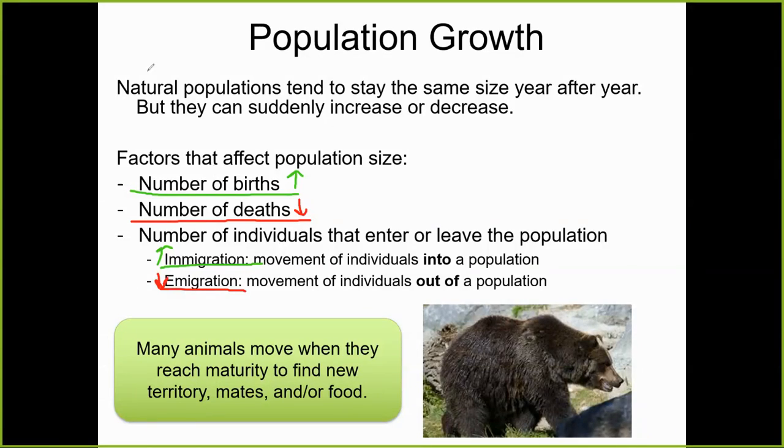But again, everything's good, everything's happy, nothing bad is happening in the environment. Usually the number of deaths, the number of births are about the same. The number of immigration, the number of emigration, also about the same, which is why normally in a healthy environment, the number of a population is going to stay the same from year to year.